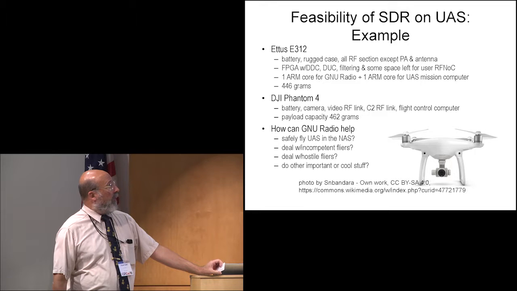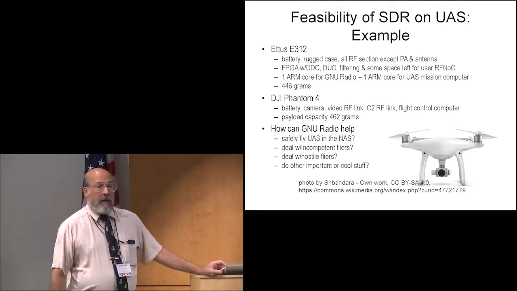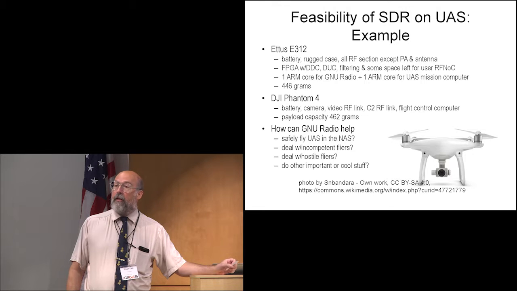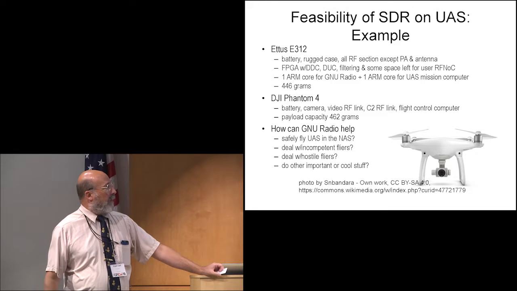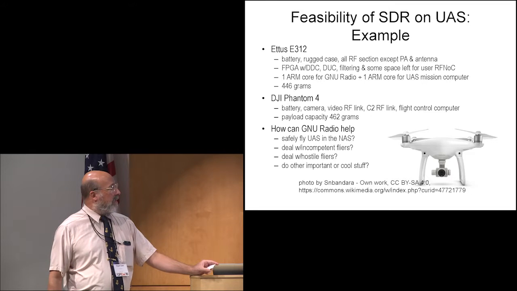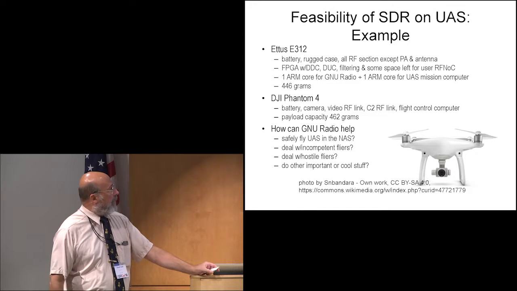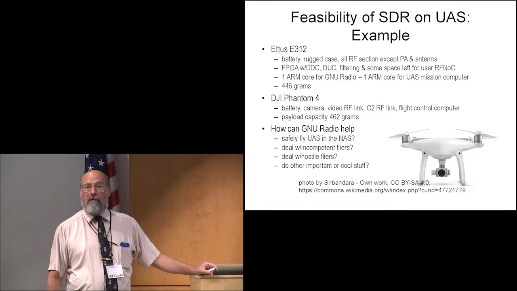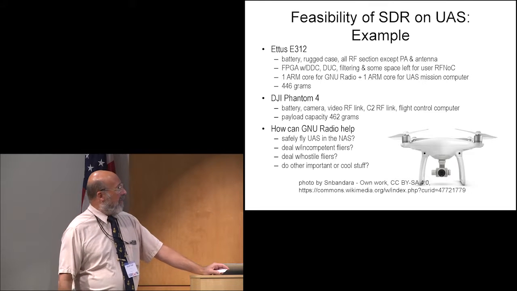An Ettus E312 has got everything a growing boy needs, and it weighs 446 grams. DJI is the biggest seller of commercial and consumer and prosumer UASs. Their latest generation, last time I looked, was the Phantom 4. And after all the good stuff that comes with it out of the box, it's got a residual payload capacity of 462 grams. So we're cutting it rather close there. I've only got 16 grams for mounting that E312, but I'm sure I can shave a few grams somewhere.